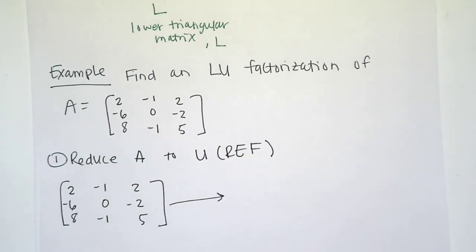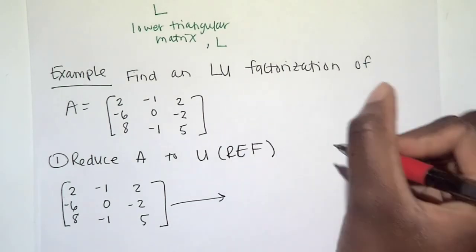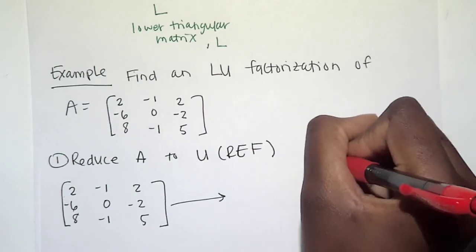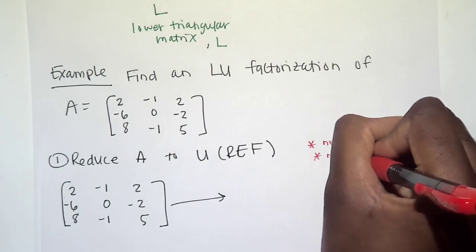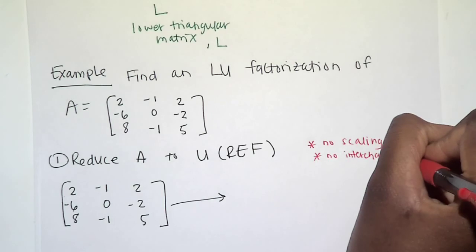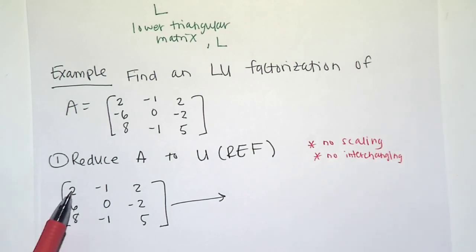Remember, only one type of row reduction is allowed. So we are not going to get a leading one here because we are not going to scale. So I'm going to remember this: no scaling, no interchanging allowed.